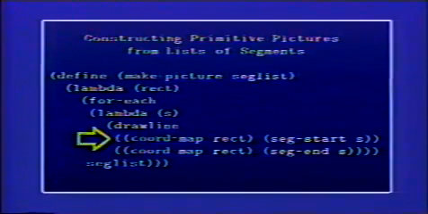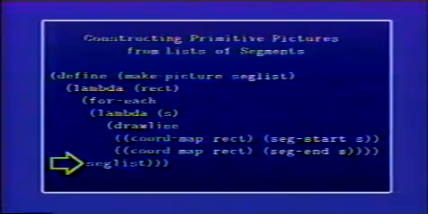That's the first new point it wants to do. Then it takes the end point of the segment, transforms that by the coordinate map of the rectangle, and then draws a line between them. Let's assume draw line is some primitive that's built into the system that actually draws a line on the display. Right, so it transforms the endpoints by the coordinate map of the rectangle, draws a line between them, does that for each S in this list of segments.